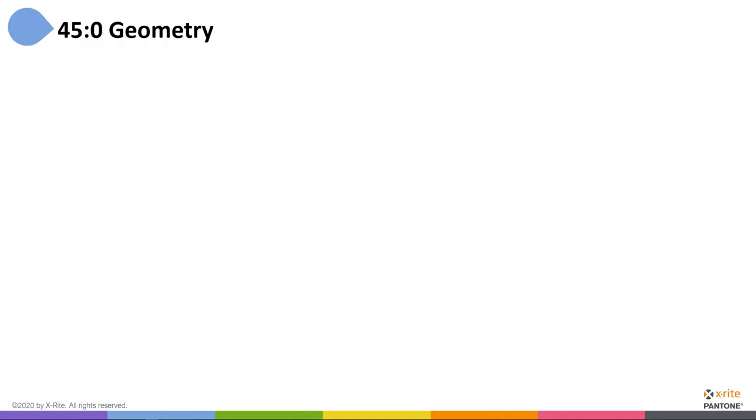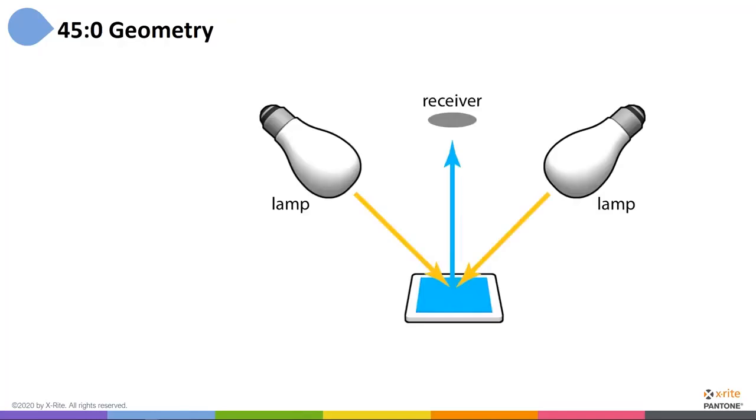So as you might guess, if I show you a cartoonish drawing of a 45-0 instrument, we've got lamps. Now it's not quite this simple, of course. It's not just a light bulb shining down. There are lenses involved and all kinds of things happening. But as those yellow arrows would indicate, the light is shining on that sample at a 45-degree angle. That's the 45 part of the geometry.